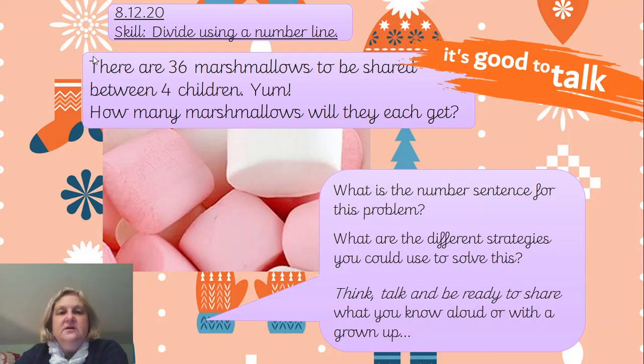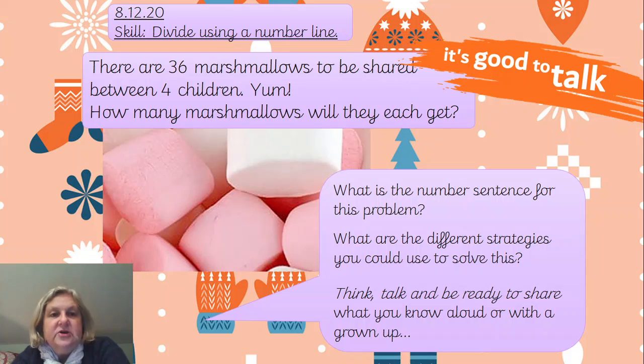So we are into our dividing now, and I've put a little sign up here saying it's good to talk. See if you can, if you've got somebody with you, talk it aloud to them and have a little conversation, so a little bit of thinking time. And if you're on your own, just talk it out loud, because talking your thoughts aloud can be really useful too.